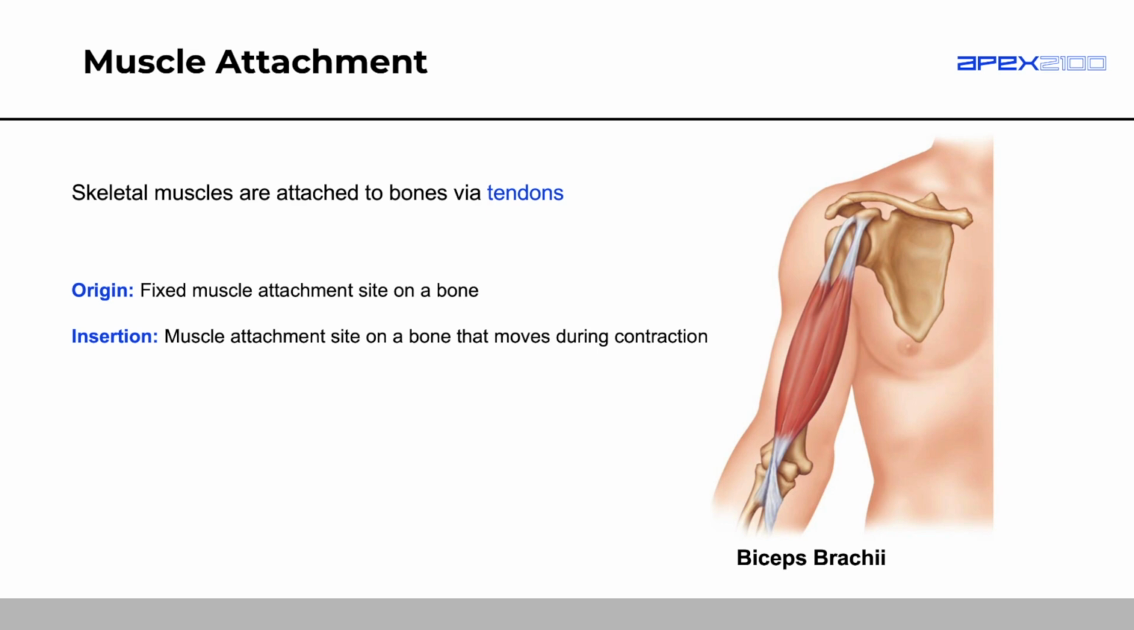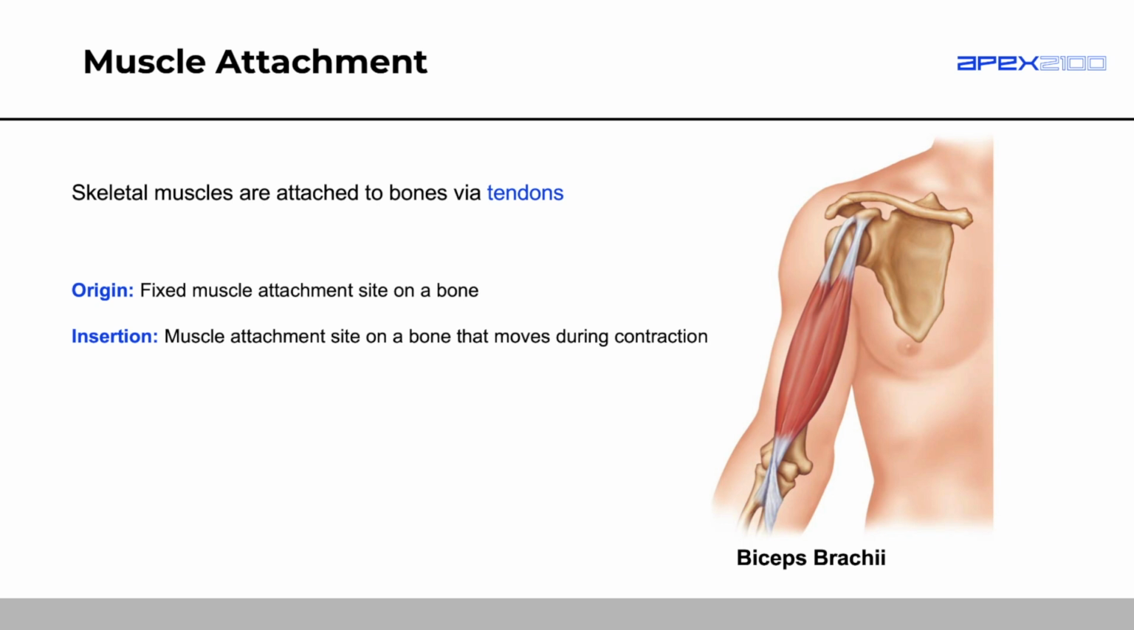Okay, muscle attachment. So skeletal muscles are attached to bones via tendons. So you can see in the picture here, we've got a picture of the bicep brachii, and we can see that pink muscle belly, and that's actually connected to the bone via these white lines, and that is our tendon attaching to the bone.